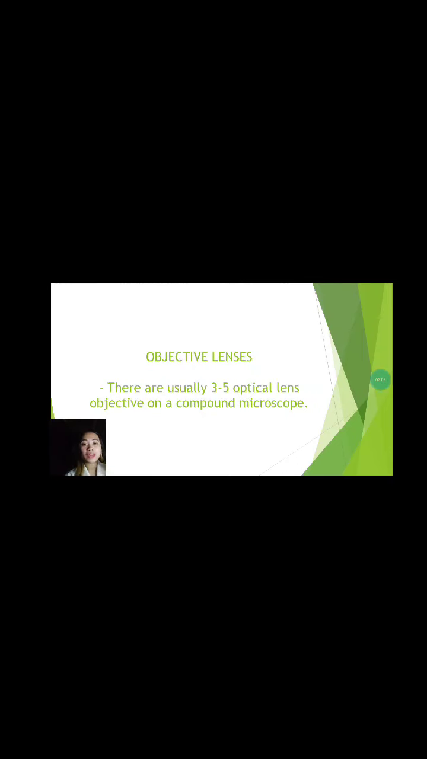The total magnification of a compound microscope is calculated by multiplying the objective lens magnification by the eyepiece magnification level. So, a compound microscope with a 10 times eyepiece magnification looking the 40 times objective lens has a total magnification of 400 times. Kay i-times man nimo ang 10 times 40.